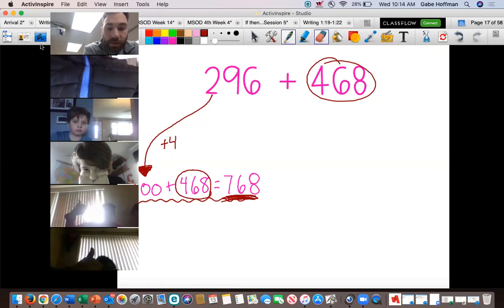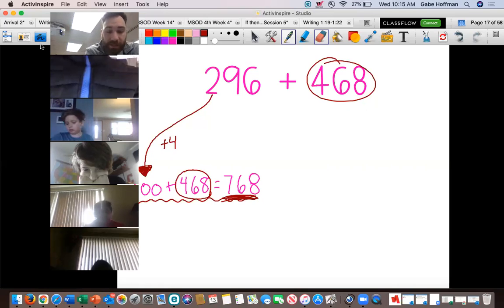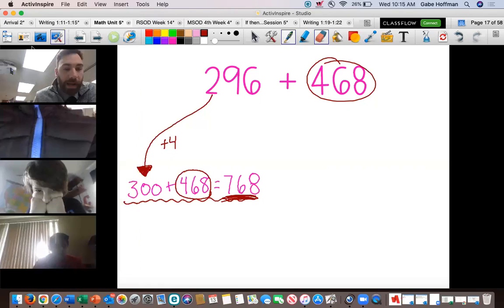Okay, so I'm a little worried. I'm going to be honest with you guys, because we just did 2 other strategies to solve this problem, and we did not get 768. We got 764. All right, so how could this be?